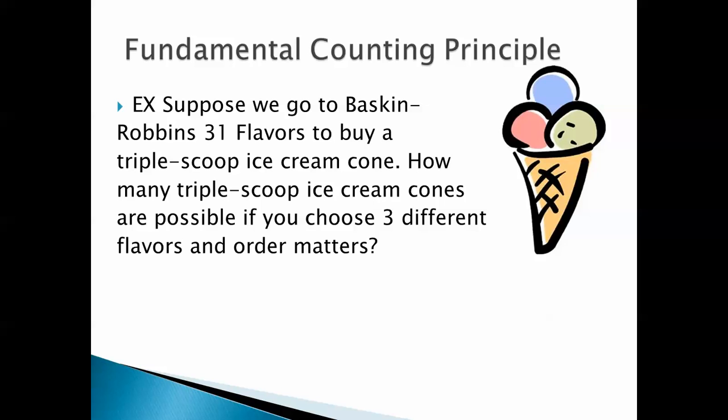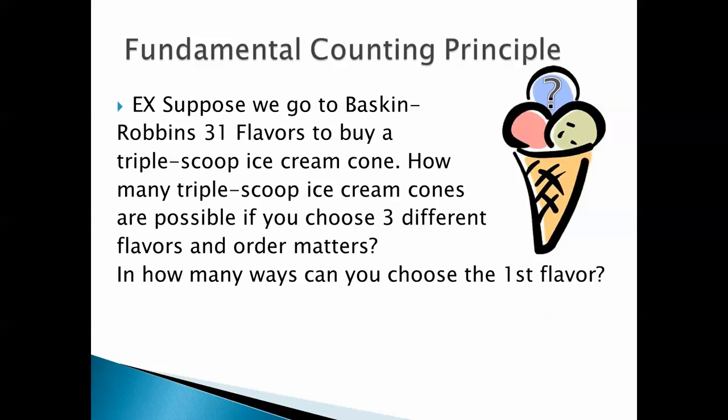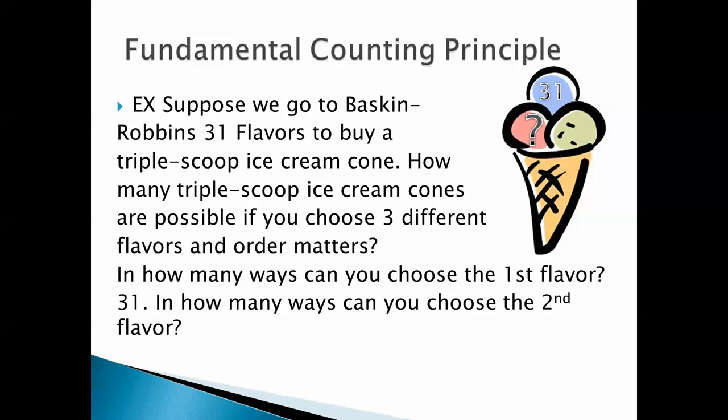Suppose we go to Baskin-Robbins 31 flavors to buy a triple scoop ice cream cone. How many triple scoop ice cream cones are possible if you choose 3 different flavors and order matters? This, for example, looks like it's blueberry and cherry and pistachio, and maybe the order really matters to you. Well, here's the way to solve this problem. In how many ways can you choose that first flavor, that top flavor? There are 31 ways you can choose that top flavor. It appears that you've chosen blueberry.